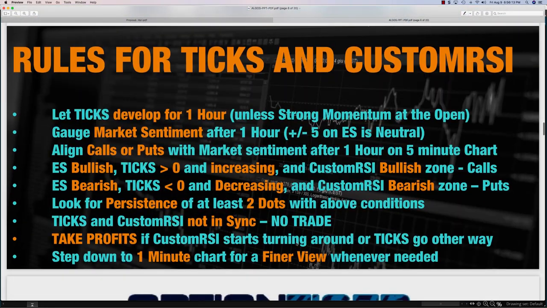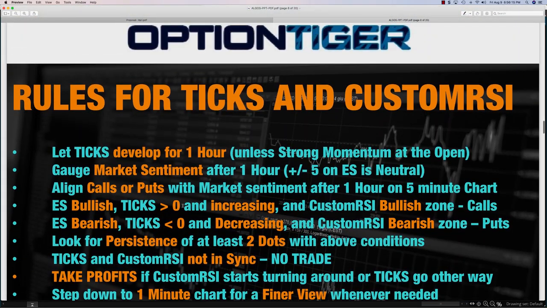these are the rules. You let the ticks develop for 1 hour because you need the data, and then you gauge the market sentiment and decide whether you're going to go for calls or puts. And then you do that on a 5-minute chart. Now you can jump down to a 1-minute chart if you want to get a deeper look into what exactly is happening. You want a quick feedback loop. In fact, once the market's open, I'm going to keep the 1-minute chart because you want a quick feedback loop into where the sentiment is going.